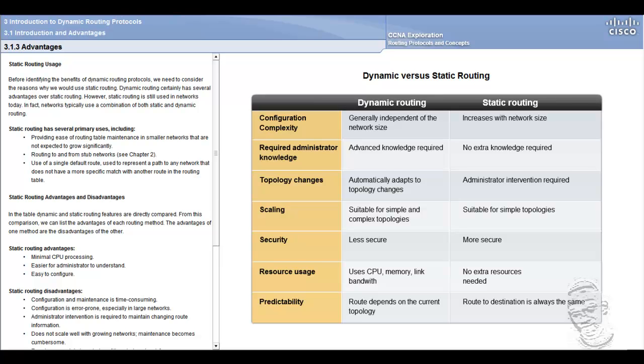Static routing advantages and disadvantages in the table. Dynamic and static routing features are directly compared. From this comparison, we can list the advantages of each routing method. The advantages of one method are the disadvantages of the other.